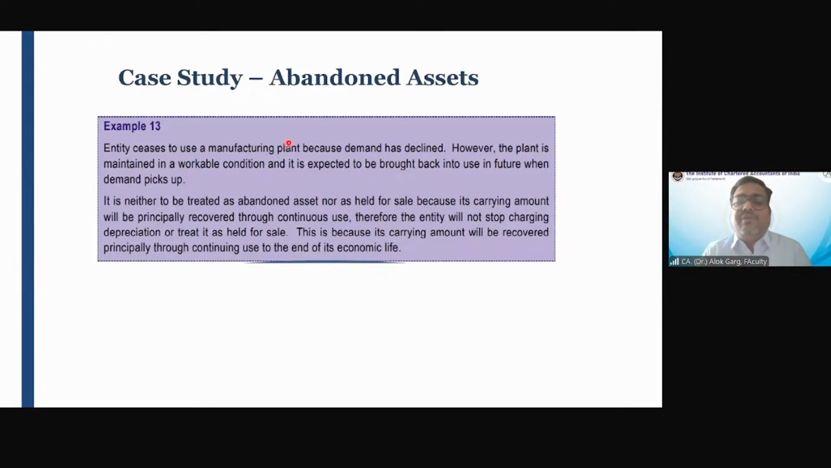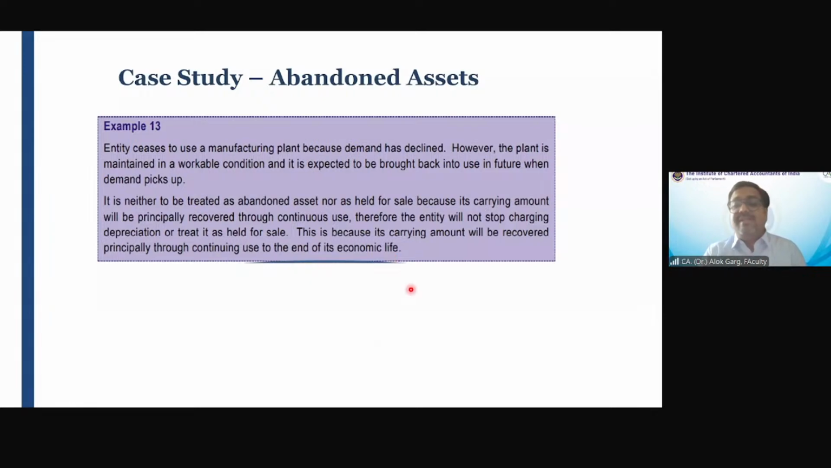An entity ceases to use a manufacturing plant because demand has declined. However, the plant is maintained in a workable condition and it is expected to be brought back into use in future when demand picks up. It is neither to be treated as an abandoned asset nor as held for sale, because its carrying amount will be principally recovered through continuing use. Therefore, the entity will not stop charging depreciation or treat it as held for sale, right? This is because its carrying amount will be recovered principally through continuing use till the end of its economic life.